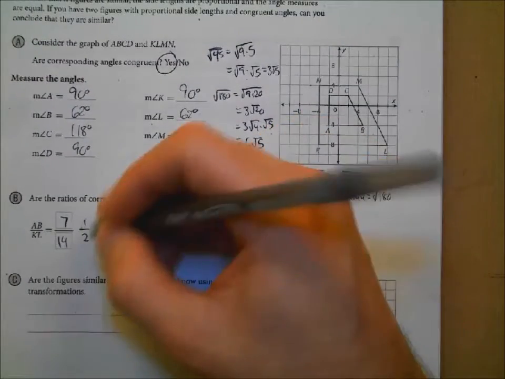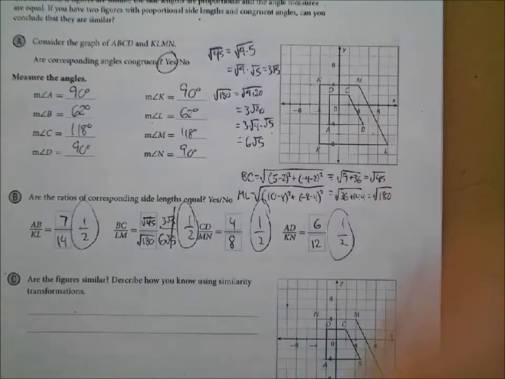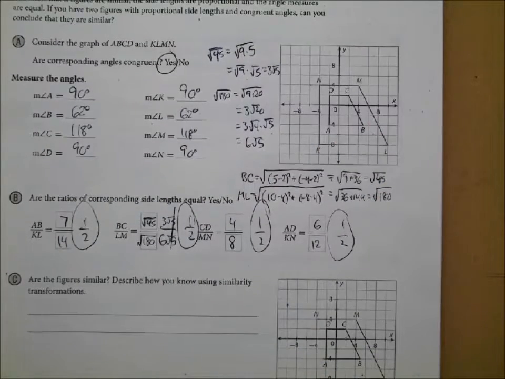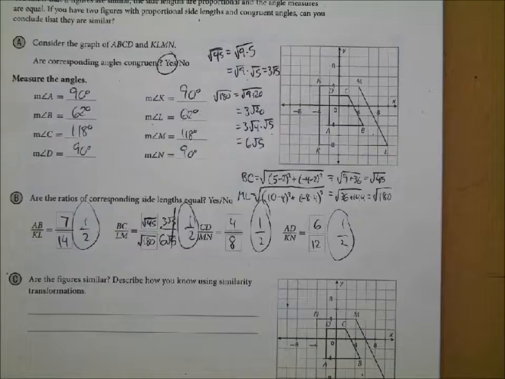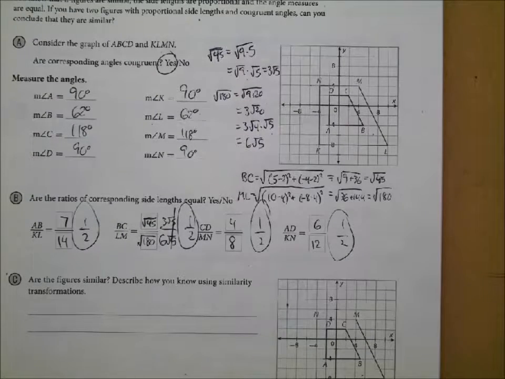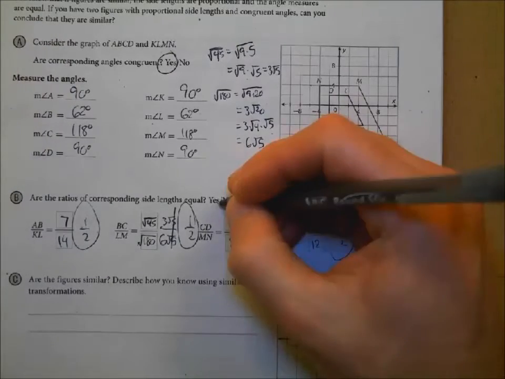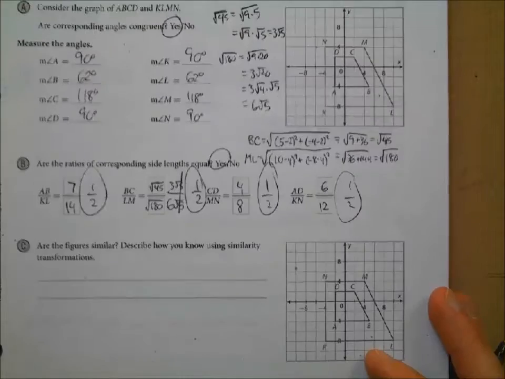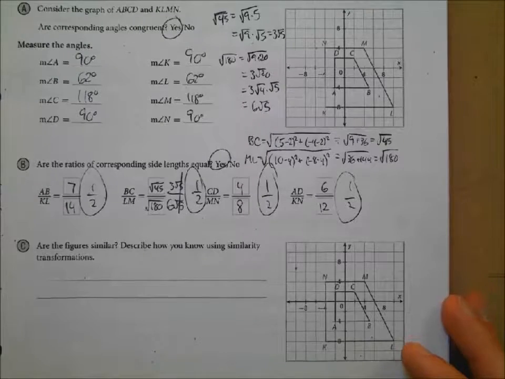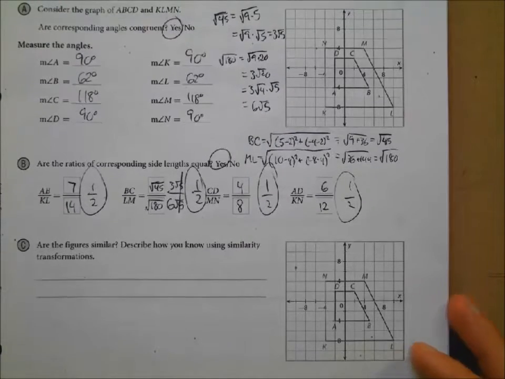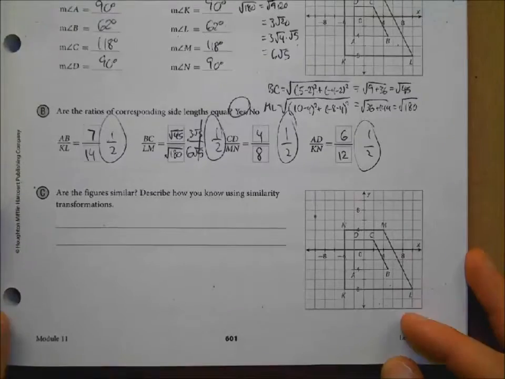Okay? And so all the ratios are a ratio of 1/2 there. Don't fret too much if I went too fast through that square root stuff there. We'll do more of that later too. So don't fret too much if you're still unsure how we do that. So then, yes, the corresponding angles are congruent. Yes, the ratios of corresponding side lengths are equal. So can we say the figures are similar? Yes.